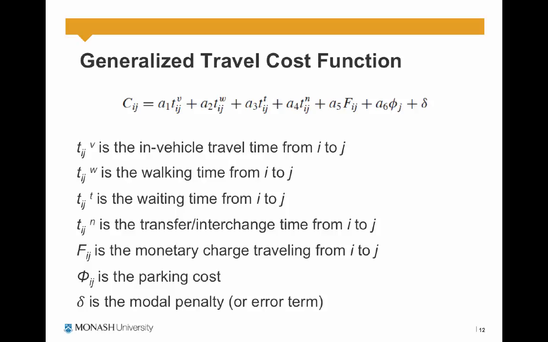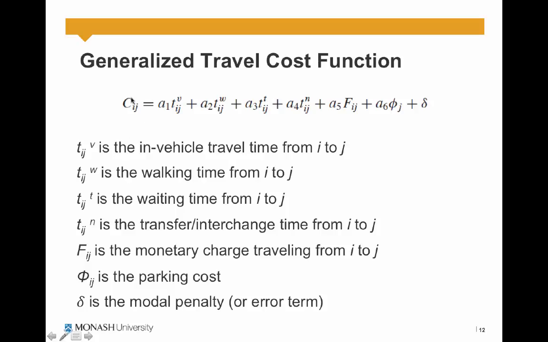Remember the travel time matrix that we covered in a few slides before? We can replace that travel time matrix by a travel cost matrix which is estimated by a generalized travel cost function, which is represented by Cij.